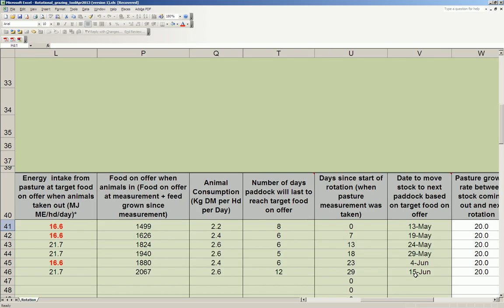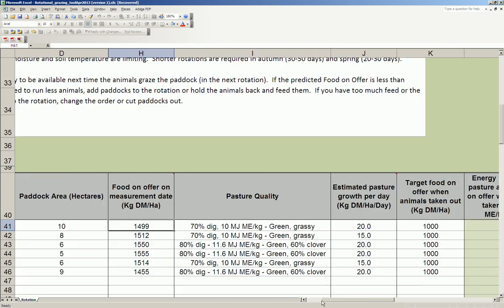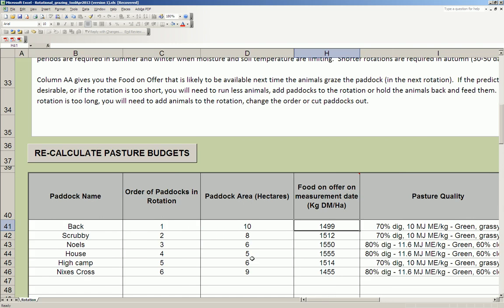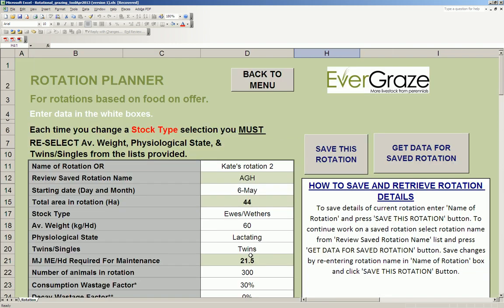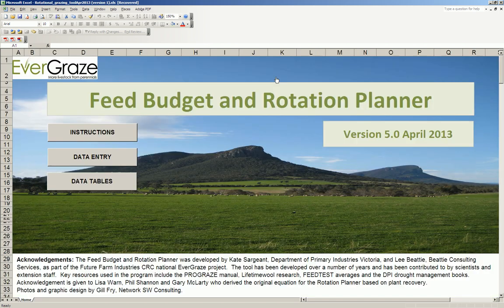You'll end up with approximately what dates you're going to be moving stock in each of the paddocks, how long each paddock will last, and this just gives you a bit of a guide. But don't forget that if you're setting up these rotations, don't implement them blindly. You need to be out there monitoring both your pastures and your animals to make sure that things are going as planned. This just gives you a bit of a guide. Okay, so that's how you run the rotation planner.